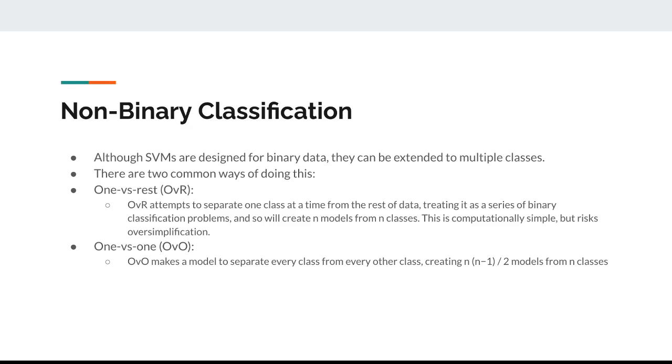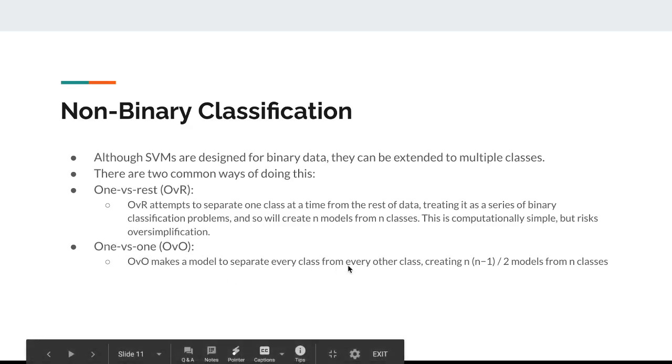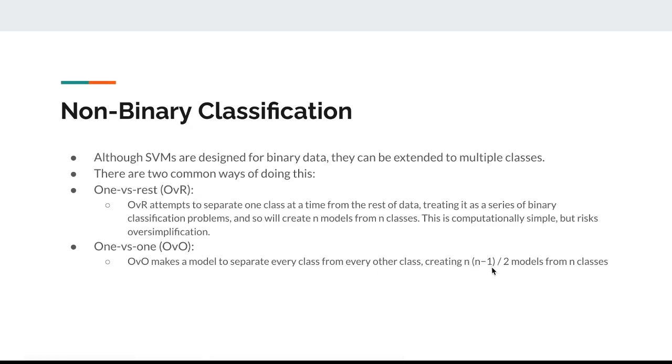This is pretty computationally simple, but it oversimplifies our problem a little bit since we're separating just this one class from every other class in the space. The other method is one versus one, or OVO, where we make a model to separate every class from every other combination of classes. So we're basically creating n times n minus 1 over 2 models from n classes. What this means, because it's a little bit complicated to think about, is if I have four classes, 1, 2, 3, and 4, we'd have to create SVMs that separate classes 1 and 2, 1 and 3, 1 and 4, 2 and 3, 2 and 4, and 3 and 4. We basically have to separate every combination of classes. I'm going to make this a little bit simpler since this is just an overview.